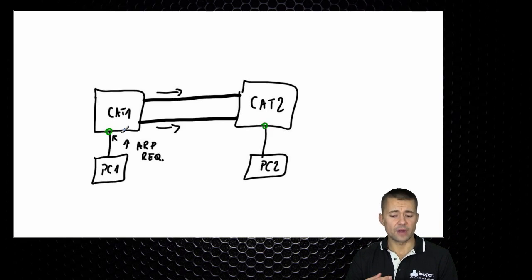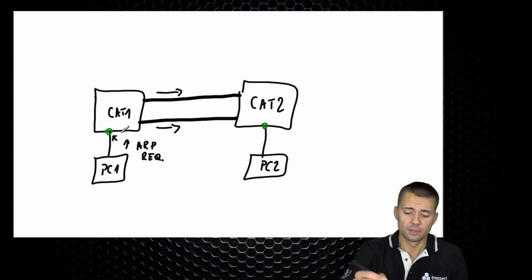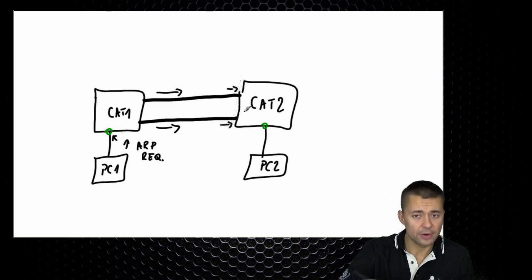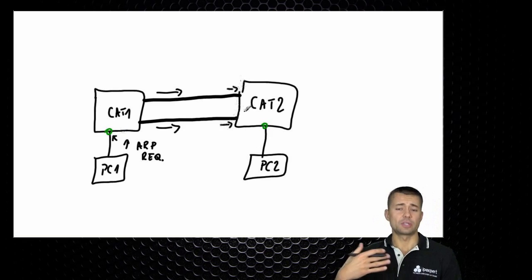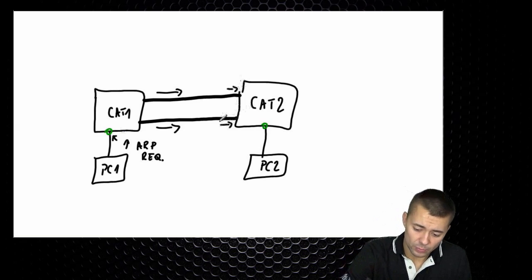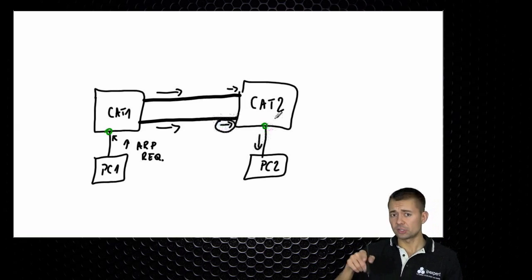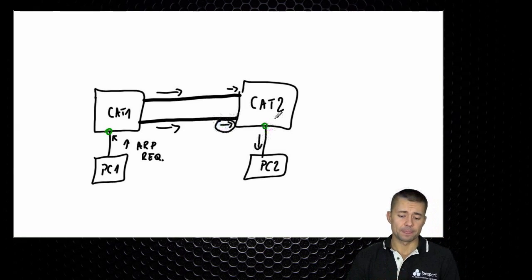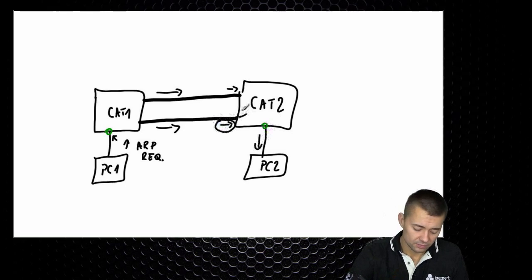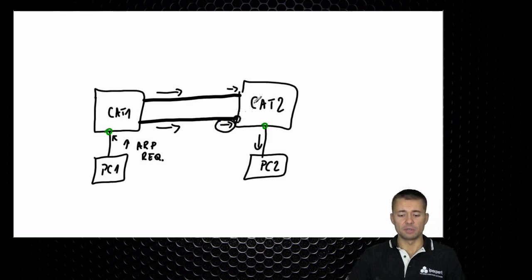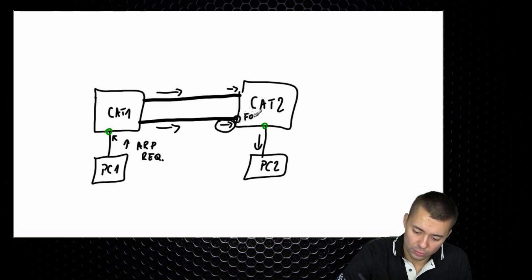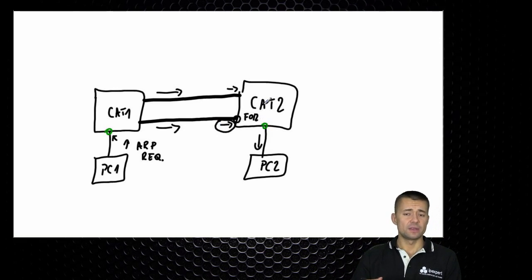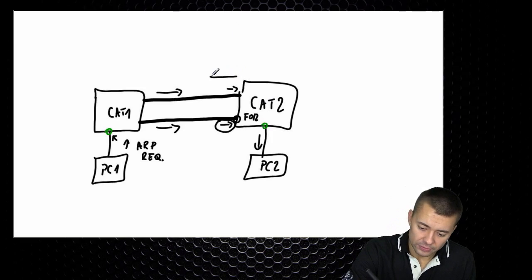So Cat1 is going to get the frame over here and over there on two interfaces. This is a broadcast frame. So let's say that the first one was received over here. It is going to send it down to the PC plus to any other port which is not that one. Because I received the frame on, let's say, FO2, so I'm going to send it everywhere except FO2. So it is also going to send it over here.